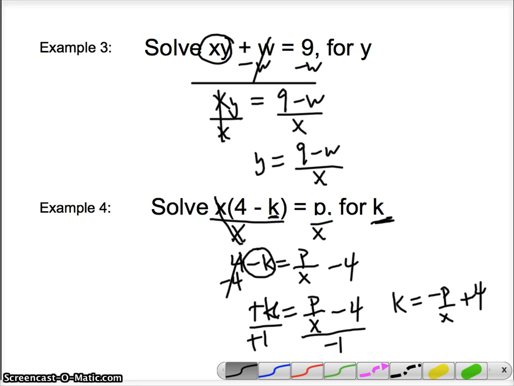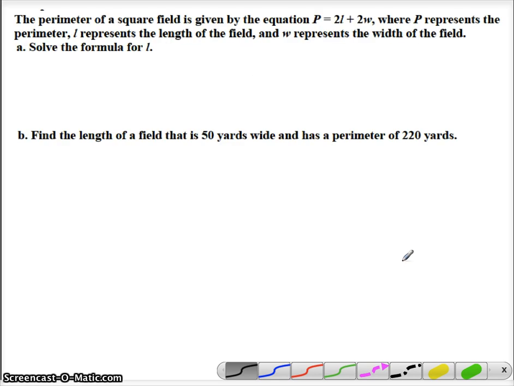Alright, now let's see, we have some word problems similar to what we had started with. The perimeter of a square field is given by the equation P equals 2L plus 2W, where P represents the perimeter, L represents the length of the field, and W represents the width of the field. Solve the formula for L. So, what you want to do is, I'm going to rewrite the equation here, 2L plus 2W. You need to solve for the L. Here's your variable term, so minus the 2W.